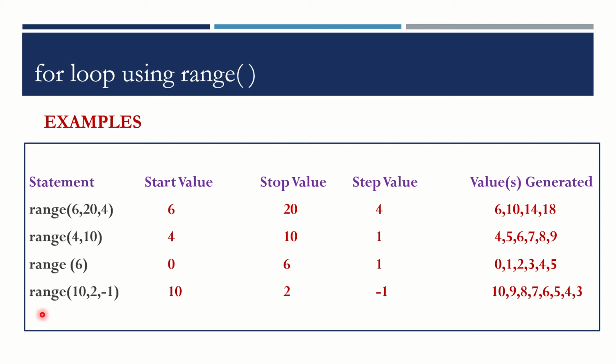Now we can also use the range function to generate values which are moving backwards. So I give here 10, 2 and minus 1. So my starting value is 10. Stopping value is 2, so I am moving backwards, and stepping value is decrementing by 1. When we give a minus 1, it says decrement instead of increment. So the values generated here are 10, 9, 8, 7, 6, 5, 4 and 3. As I said, the stopping value is never included.